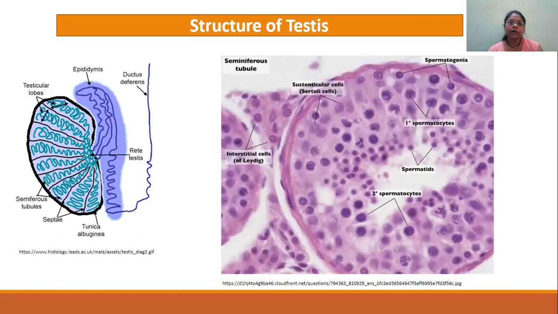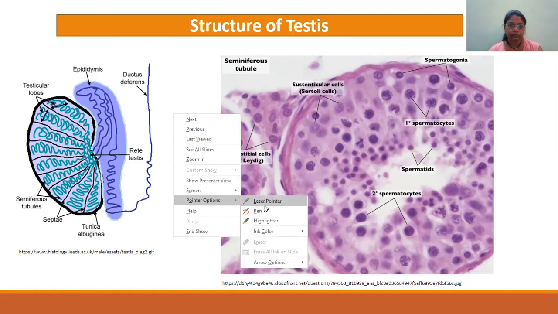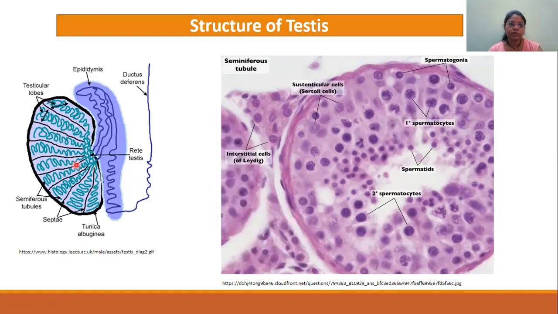Now, this is the diagram of the testes, that is, the structure of the testes. It contains these testicular lobes. These testicular lobes mainly contain the seminiferous tubules. Seminiferous tubules are the structures in which sperm formation takes place. Then this is the epididymis. These are septae. This is the tunica albuginea. This is the rete testis, and this is the ductus deferens.